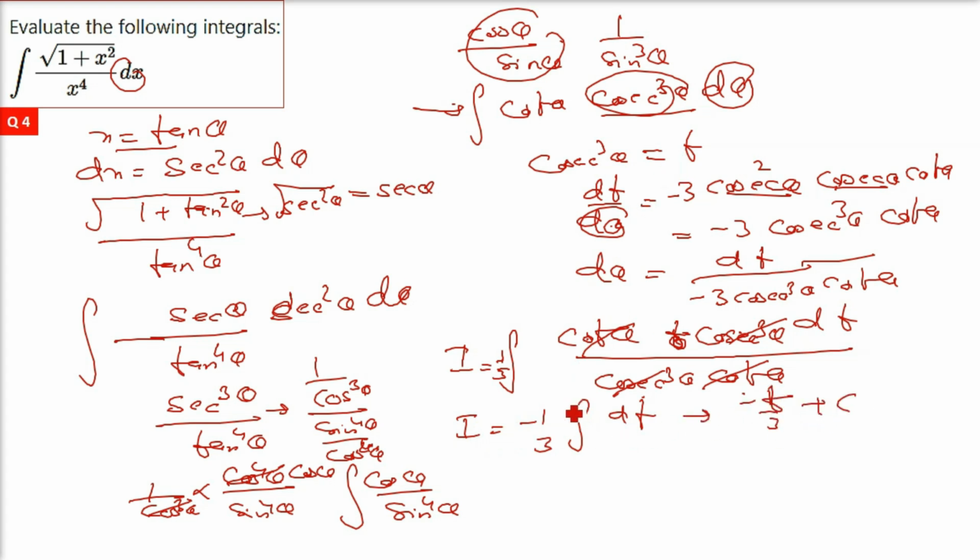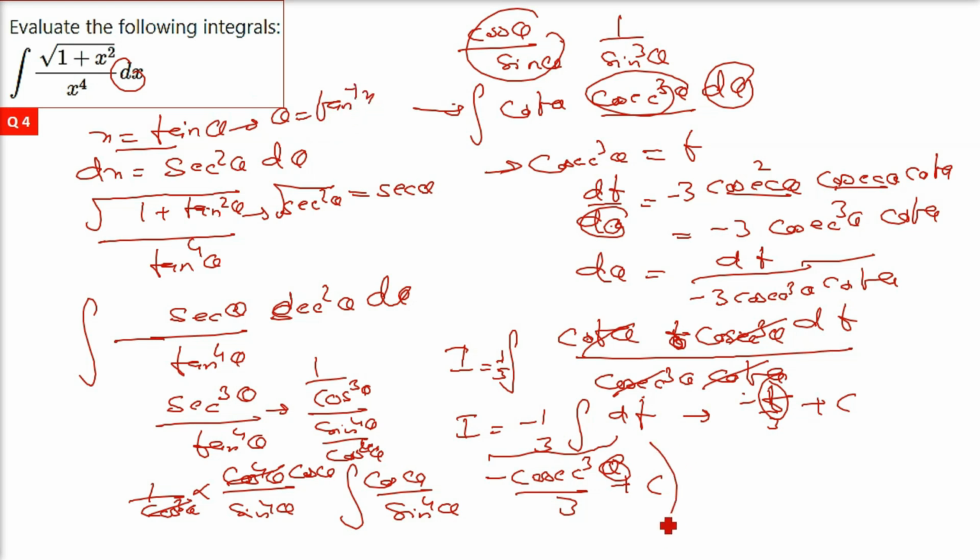What was t? It was cosec cube theta. Minus cosec cube theta by 3. But are you satisfied now? Because there was no theta. Theta was introduced by us. This theta has to be replaced in terms of x. That is, theta will be equal to tan inverse x. So this will become minus cosec cube, and in place of theta, just write tan inverse x. So we'll write this tan inverse x.